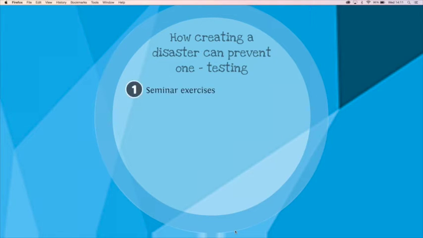Number one, seminar exercises. These are generally low-cost activities designed to inform participants about the organisation and the procedures for responding to an incident. These events may take the form of lectures or panel discussions and should focus on one particular aspect of the response. The emphasis of this type of exercise is on problem identification and solution finding rather than decision making.